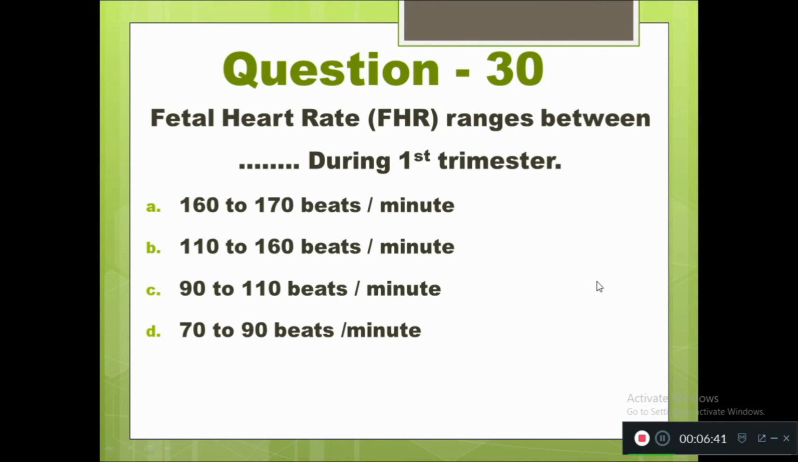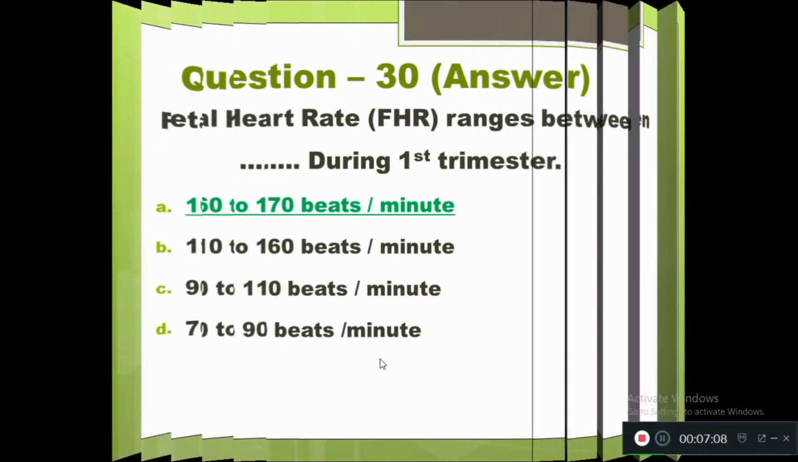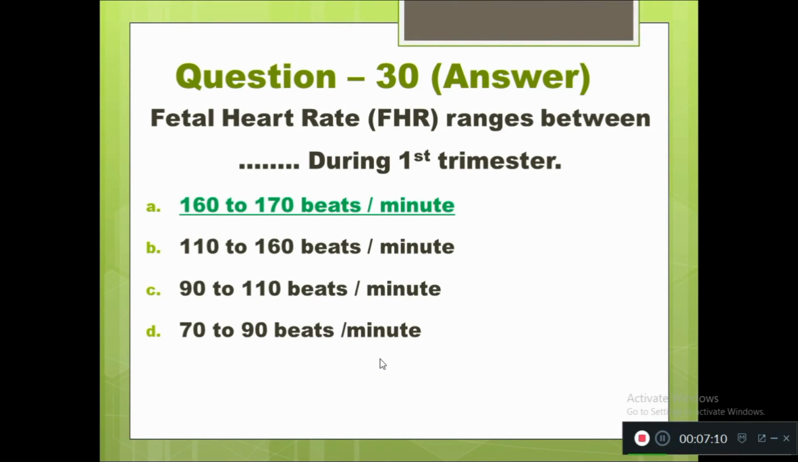Question number 30. Fetal heart rate ranges between dash during first trimester. During first trimester, what is the fetal heart rate range? Option A 160 to 170 beats per minute. Option B 110 to 160 beats per minute. Option C 90 to 110 beats per minute. Option D is 70 to 90 beats per minute. The right answer is 160 to 170 beats per minute.